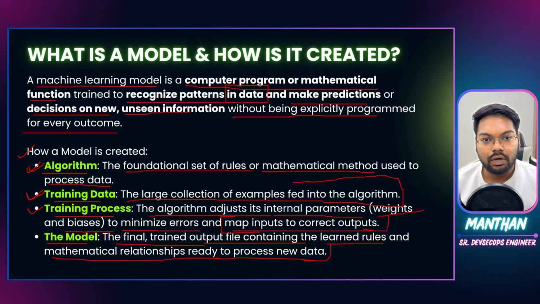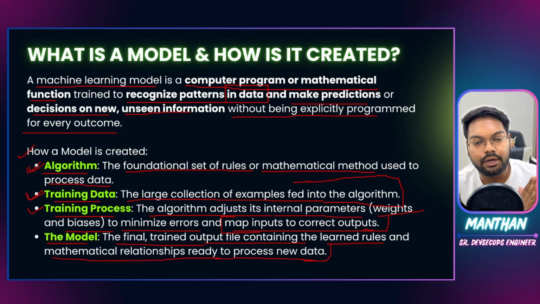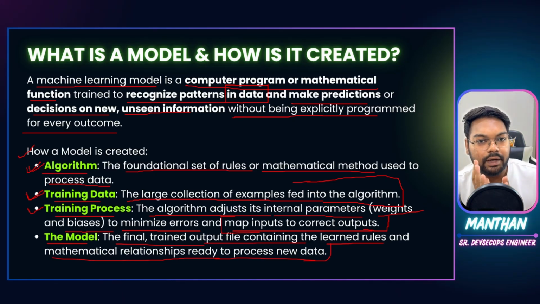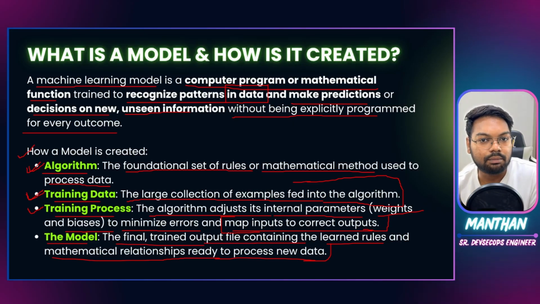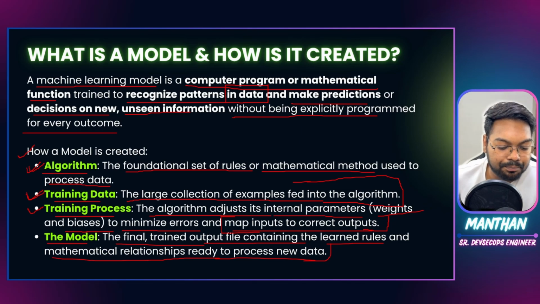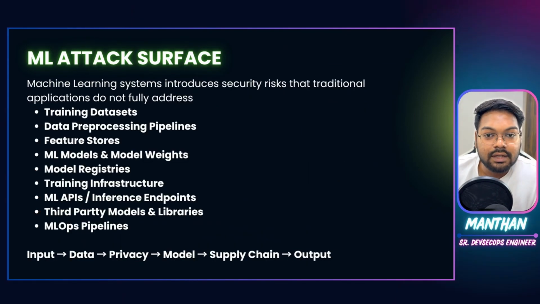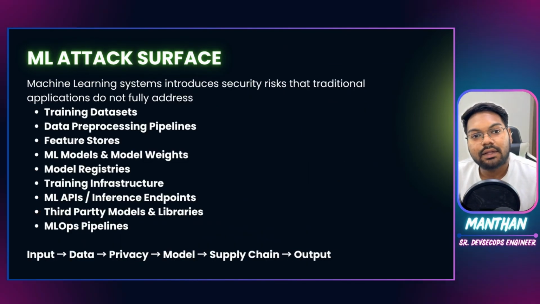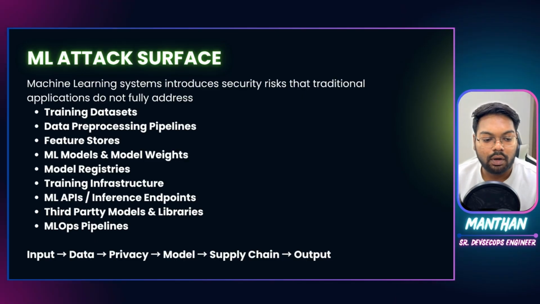So now we have just covered the basics of what is machine learning, what is a model, what is training data, and what is the process of training that particular compute program or algorithm. So that is what will finally give us the model. So next is, what are the different attack surfaces that are correlated with this process of machine learning, training these algorithms and creating a model out of it.